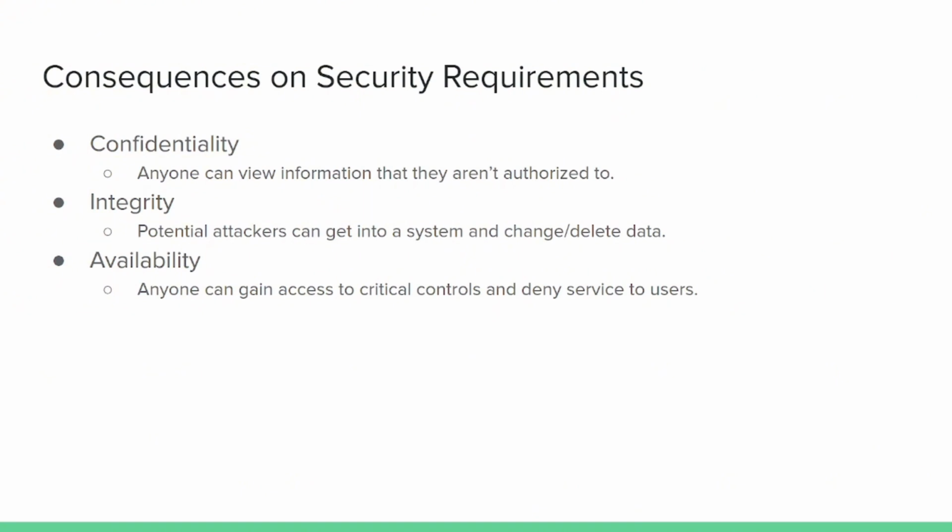CWE 306 has dire consequences on the security requirements. For confidentiality, anyone can view information that they aren't authorized to. For integrity, potential attackers can get into a system and change or delete data. And as for availability, anyone can gain access to critical controls and deny service to users.